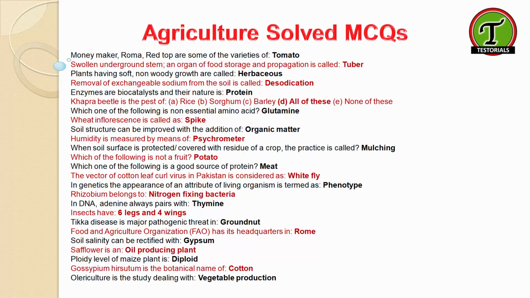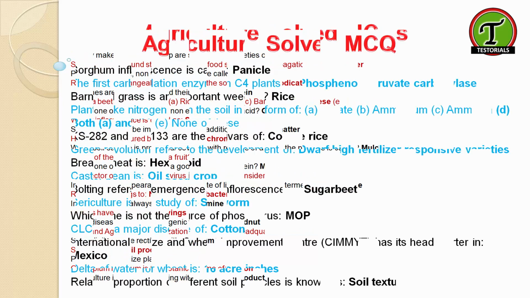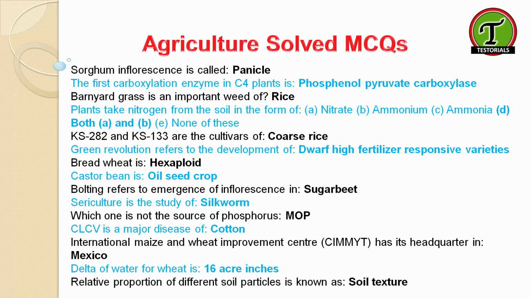161. Soil salinity can be rectified with gypsum. 162. Safflower is an oil-producing plant. 163. Ploidy level of maize plant is diploid. 164. Gossypium hirsutum is the botanical name of cotton. 165. Olericulture is the study dealing with vegetable production. 166. Sorghum inflorescence is called panicle.